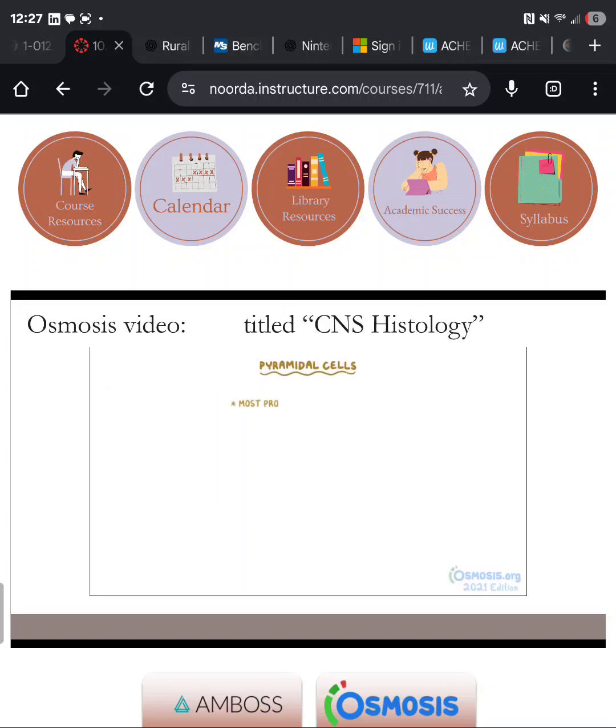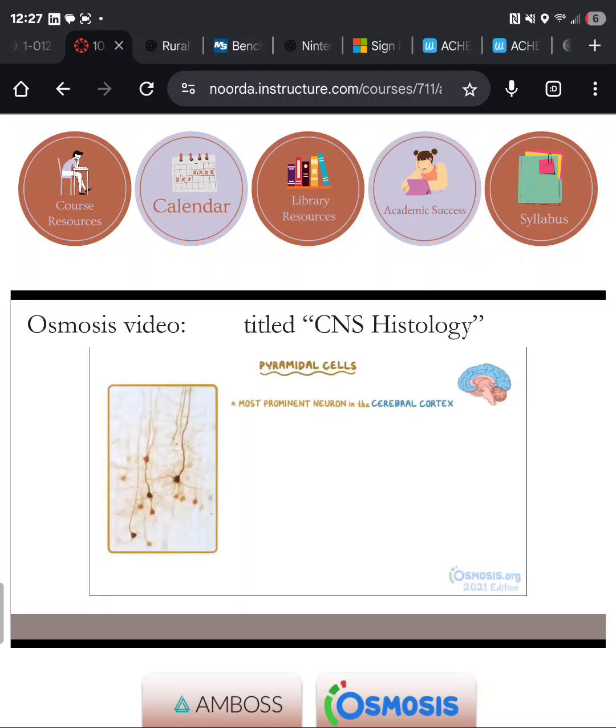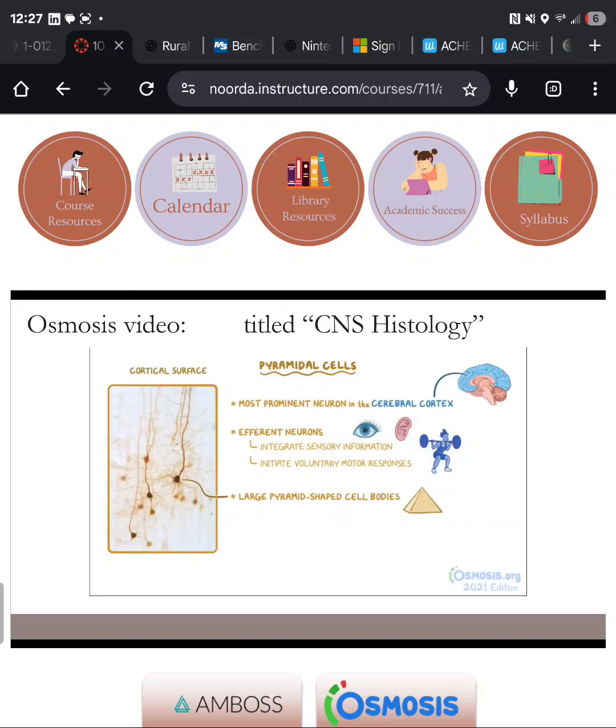The pyramidal cells are the most prominent neuron in the cerebral cortex. These efferent neurons integrate sensory information and initiate voluntary motor responses. They get their name from their large pyramid-shaped cell bodies that have an apex that points towards the cortical surface of the cortex at the top of this image.